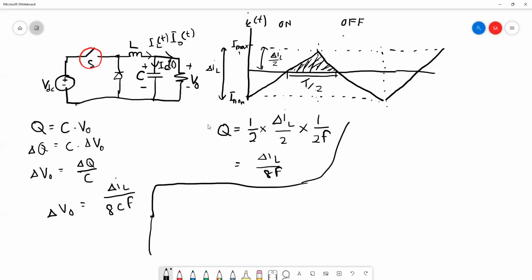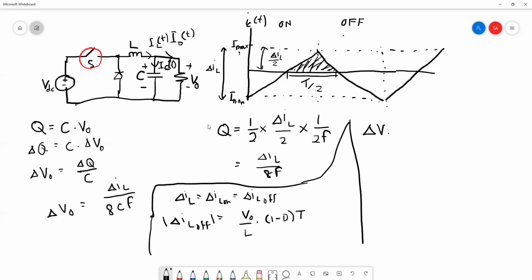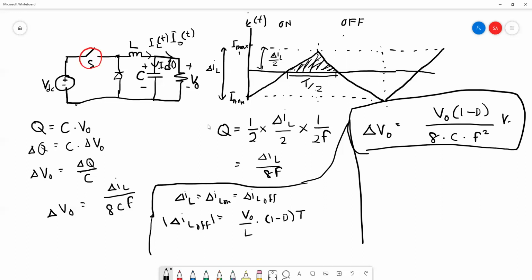And delta IL, as I mentioned before, is equal to delta IL on, or you can use delta IL off. In this case, I use delta IL off, only the magnitude, which is V out over L times (1 minus D) T. So my delta V out will be V out times (1 minus D), over 8, multiplied by the L, C, and the frequency, because T is actually 1 over frequency. So this is the equation for the ripple voltage, and it has a unit which is volt.